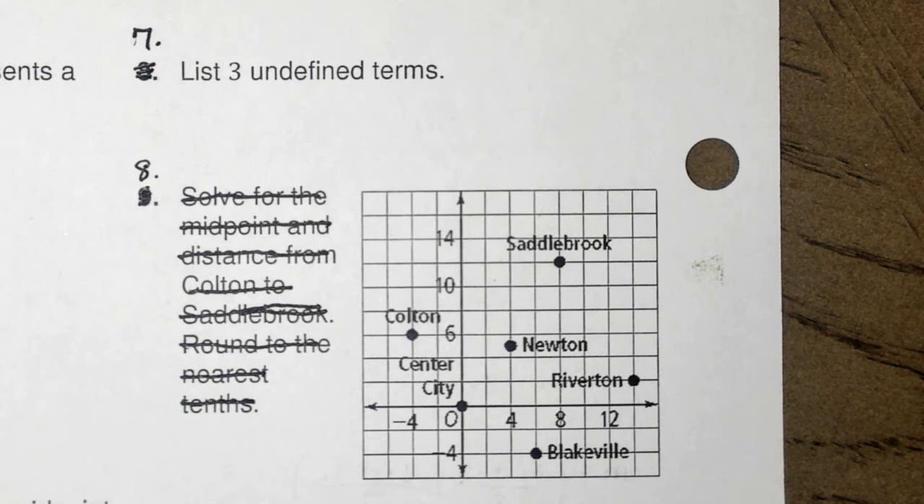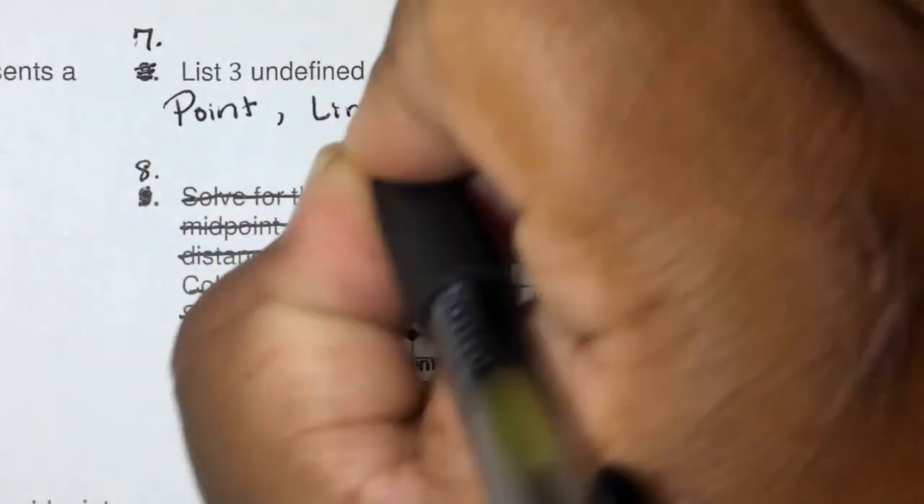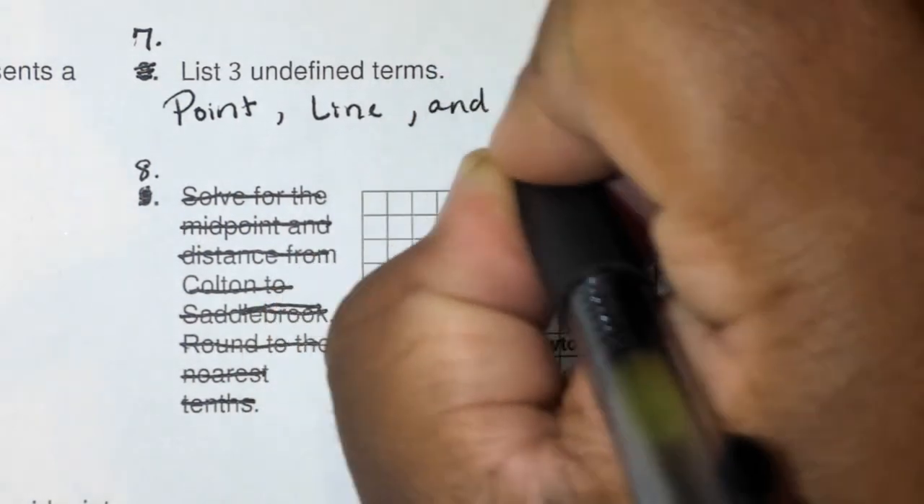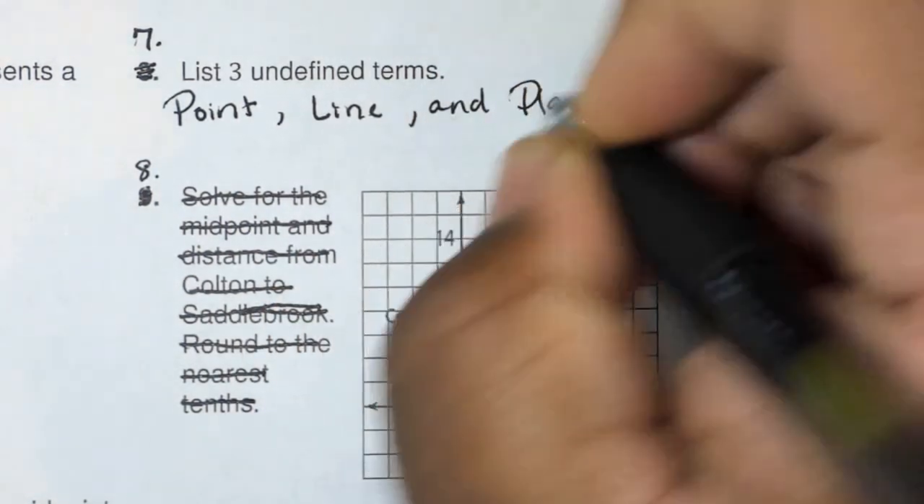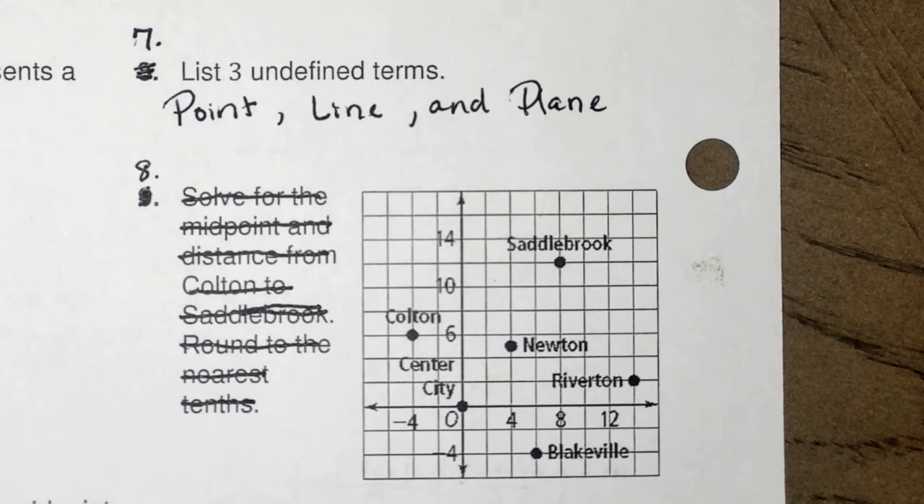So, thank you too for volunteering. Yeah, 3 undefined terms: a point, a line, and a plane. And that was the name of our first set of notes for this unit, if you remember.